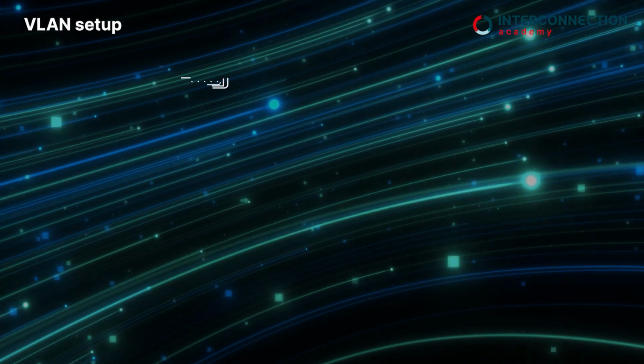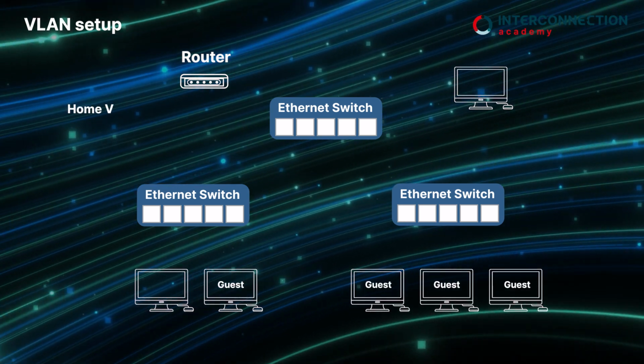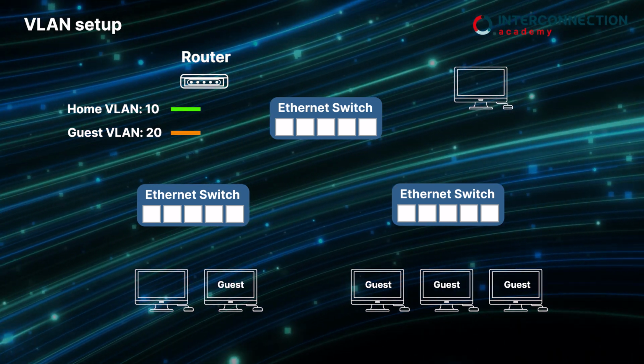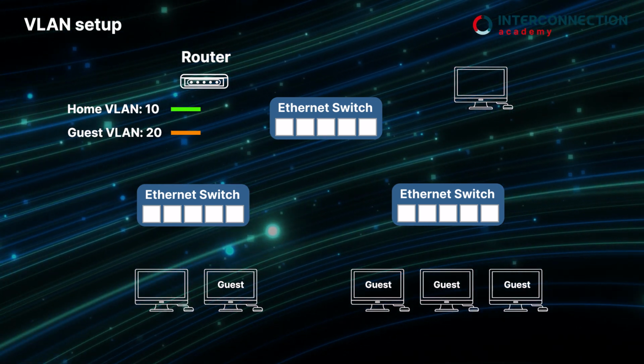Let's explore the process of setting up VLANs in a network scenario. In our example, we have 3 switches and a router interconnected with devices connected to them. Initially, all devices are part of the same network without any VLAN segmentation. To implement VLANs, we introduce 2 VLANs, a home VLAN labeled as VLAN 10 and a guest VLAN labeled as VLAN 20. Our goal is to keep these VLANs separated.